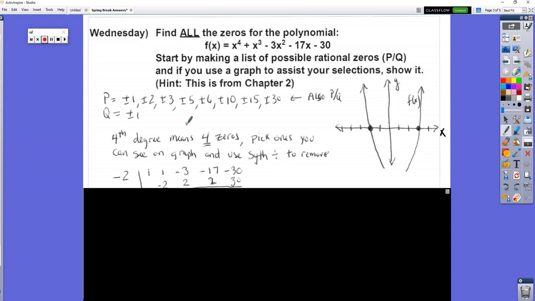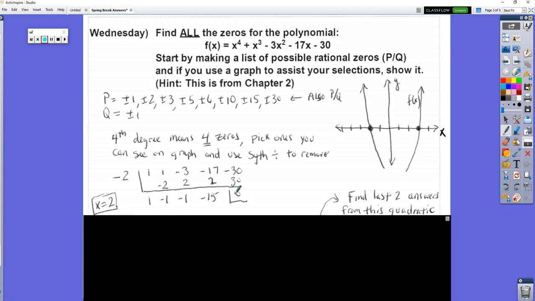Anyways, one other thing that I want to mention before we get started with our process here. The highest power on x, which in this case is 4th degree, is going to tell us exactly how many answers we're supposed to be looking for. So because this was a 4th degree polynomial, that means there are 4 zeros for us to find. If you do not end up with 4 zeros, you have not found all the answers to this problem. So what my plan is, I'm going to pick the ones that I can see from the graph and use synthetic division to remove them from the formula.